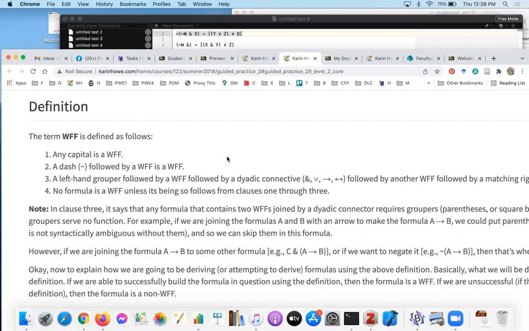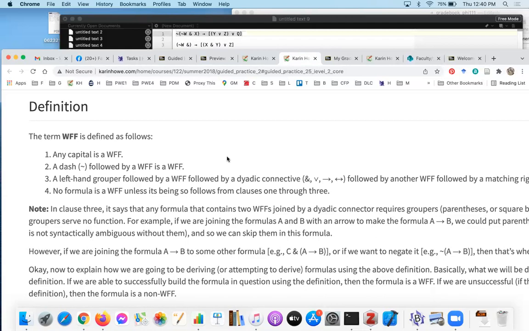A dash followed by a well-formed formula is a well-formed formula. So basically what this clause 2 says is that we can take any well-formed formula and we can put a negation in front of it. So put a negation to the left of the formula and we still have a well-formed formula.